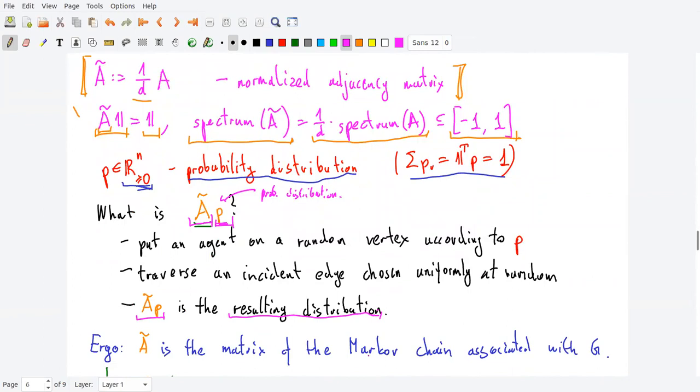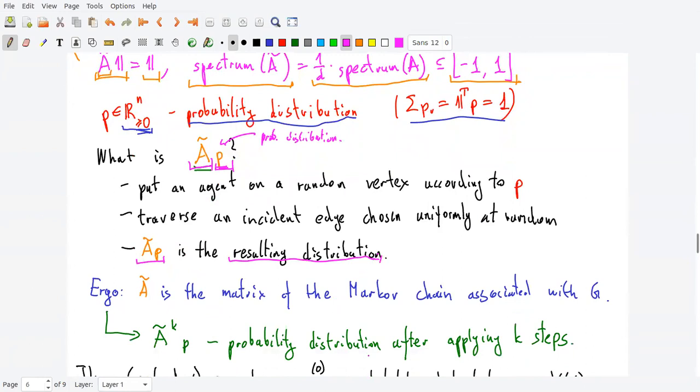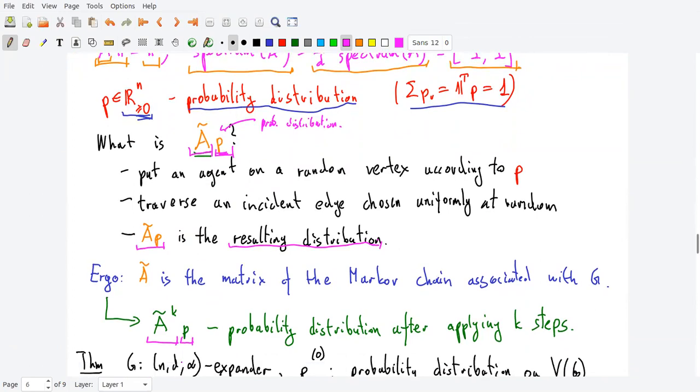In other words, this normalized adjacency matrix is nothing else than the matrix of the Markov chain associated with G, the Markov chain of randomly walking on the graph. In every step, you uniformly at random choose an edge incident to a vertex and you traverse this edge. So in particular, if I start with some probability distribution P and apply my matrix K times, this corresponds to making K steps in the random walk: first placing the agent on some vertex of the graph according to the distribution P, and then making K steps of the random walk, right?